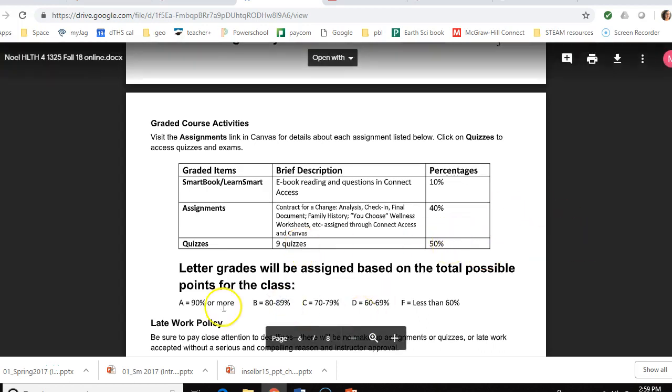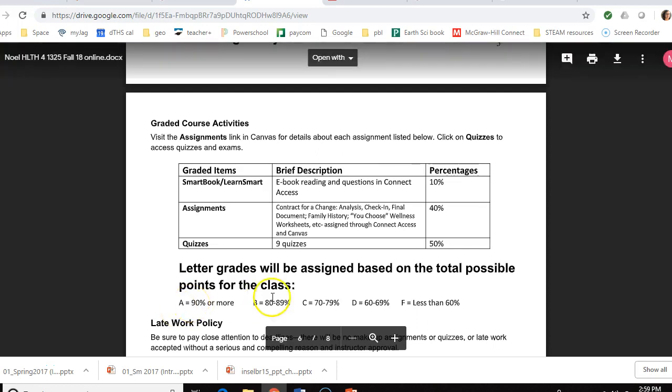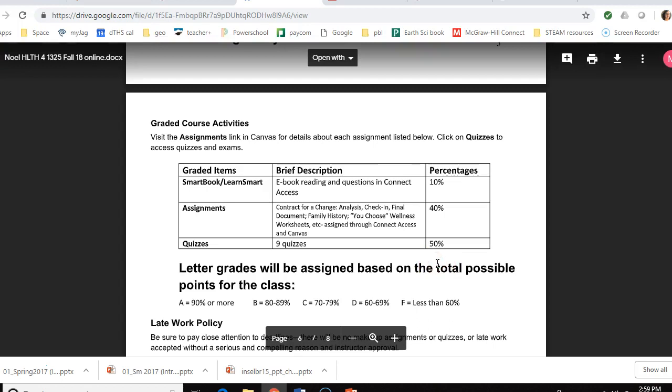And the way that letter grades are assigned is just as tradition. If it's 90% or above, that's an A, 80 to 89, B, etc. And if it's something like 89.5, yes, I do round, because I don't think it's fair that math will get in the way of your grade.